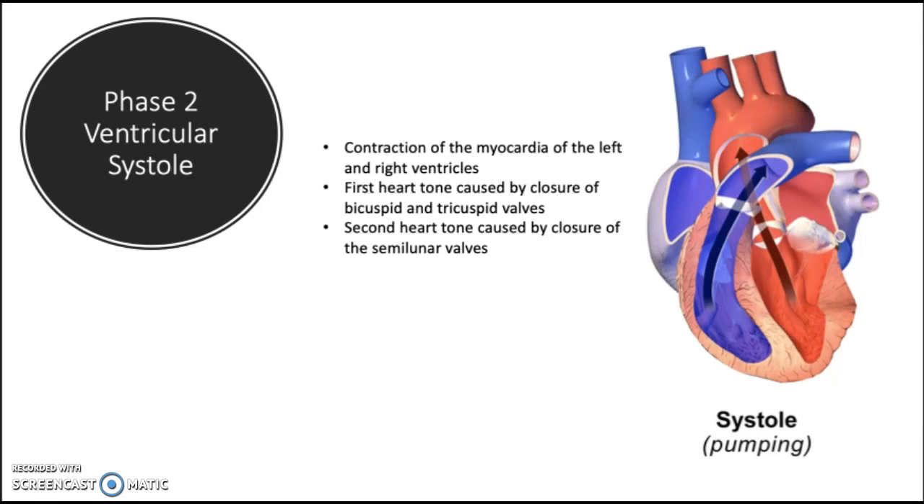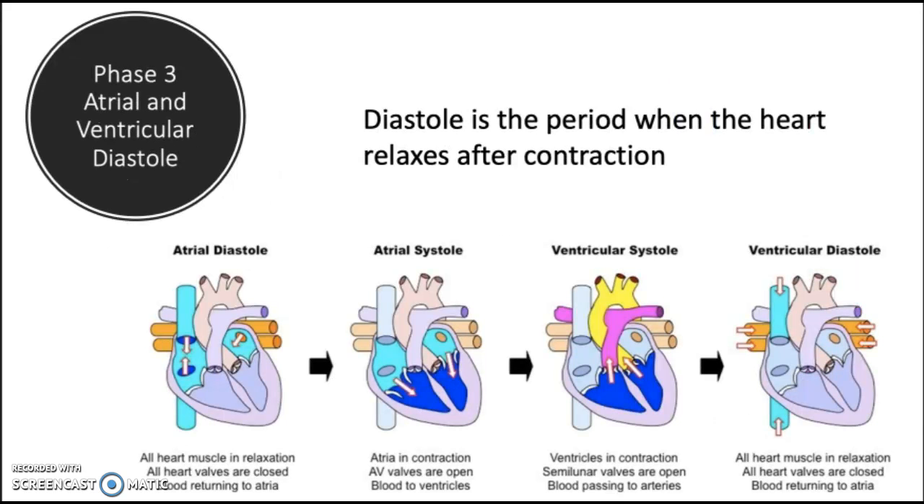On phase 2, the contractions of the myocardia of the left and the right ventricles. The first heart tone is caused by closure of the bicuspid and tricuspid valves. The second heart tone is caused by closure of the semilunar valves. And it's the pumping. On phase 3, atrial and ventricular diastole.